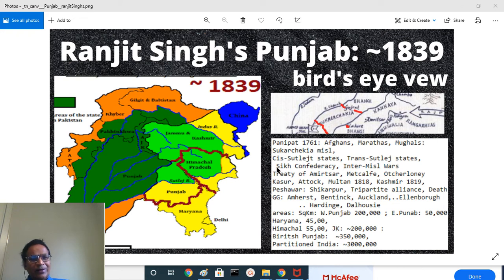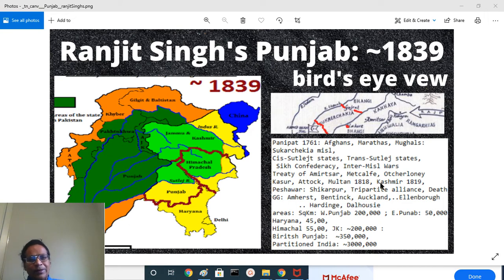And we'll introduce you to the concept of Cis-Sutlej states and Trans-Sutlej states. The Sutlej is the major political boundary between the Maharaja's kingdom in the north and west, and in the south, the British East India Company's paramountcy or suzerainty, and Sikh Confederacy or Misl rule, and the wars among these Misls, the inter-Misl wars, and the 1809 Treaty of Amritsar, the first Treaty of Amritsar, between the Maharaja and British representatives Charles Metcalfe and Ochterlony.